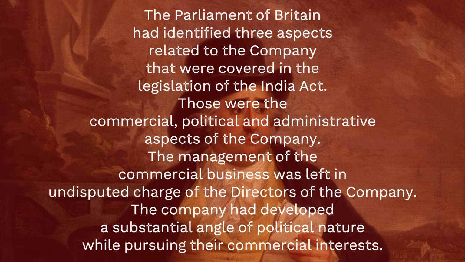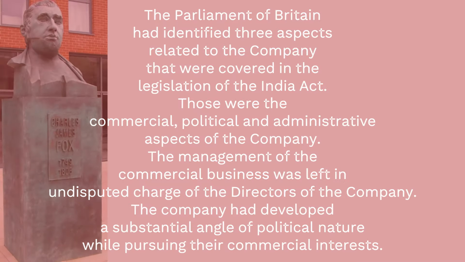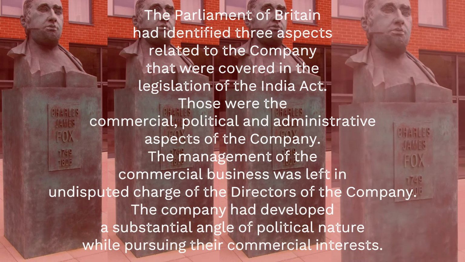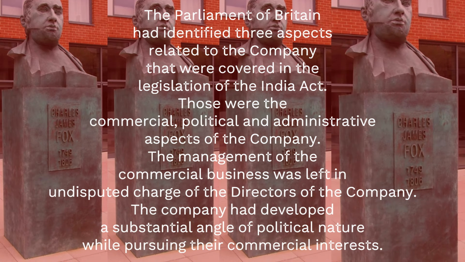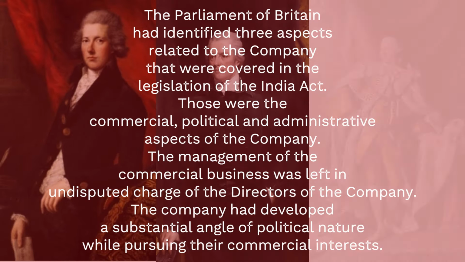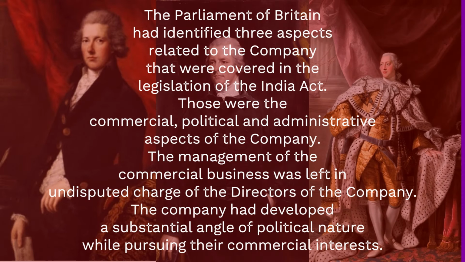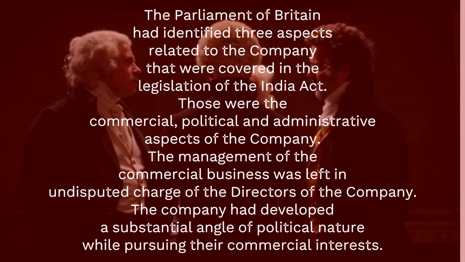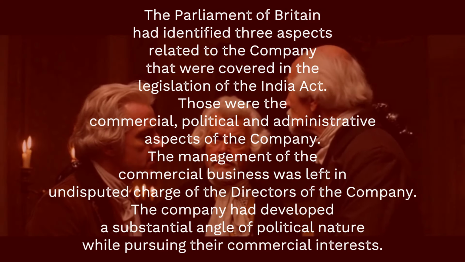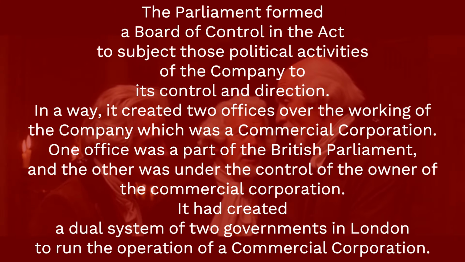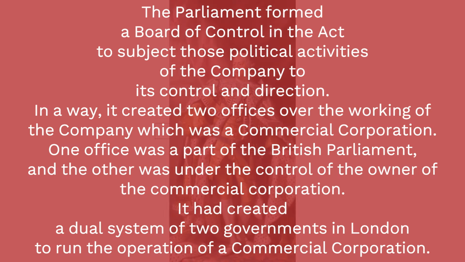The Parliament of Britain had identified three aspects related to the company that were covered in the legislation of the India Act. Those were the commercial, political and administrative aspects of the company. The management of the commercial business was left in undisputed charge of the directors of the company. The company had developed a substantial angle of political nature while pursuing their commercial interests. The Parliament formed a board of control in the Act to subject those political activities of the company to its control and direction.